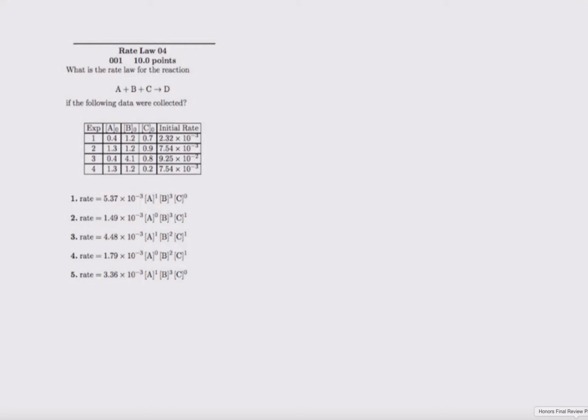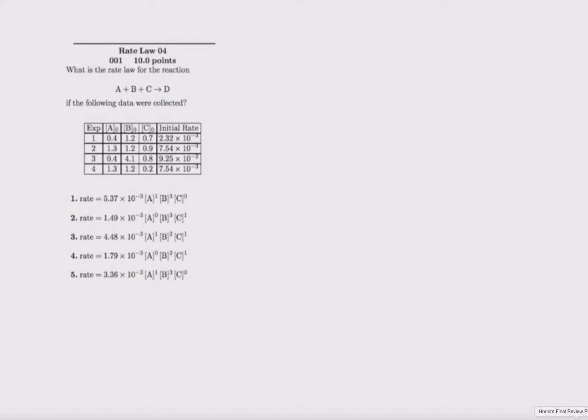So in the first and second experiments or trials, B was held the same, and in the fourth one, B was held the same. And in 2 of those, the rate changed, right? So 1 is different from 2 and 4, which means that the rate is not just dependent on B. Doesn't mean it's not dependent on B, but it's not just dependent on B because in all 3 of those, B was held the same and the rate changed.